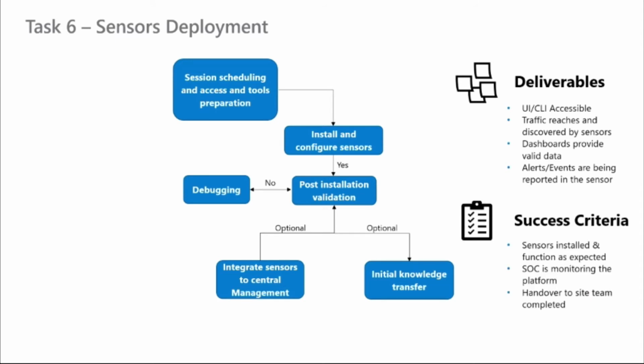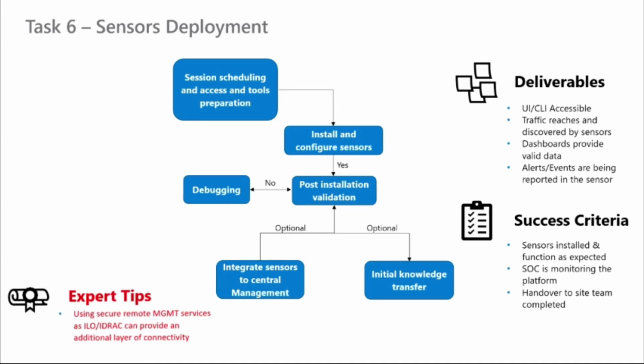Success criteria are pretty much derived from the deliverables that we see over here. And the last and final stage is handover to the site team for completion. This is basically what we say is the finish line. This is where the sensor is deployed. And at this point, you can say, okay, the system is now working.